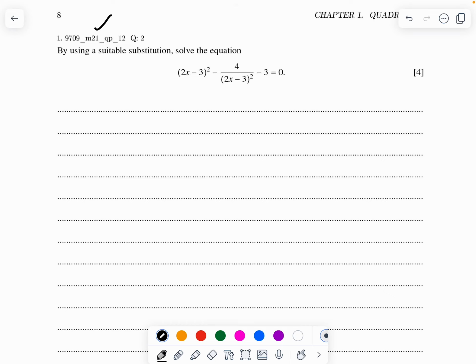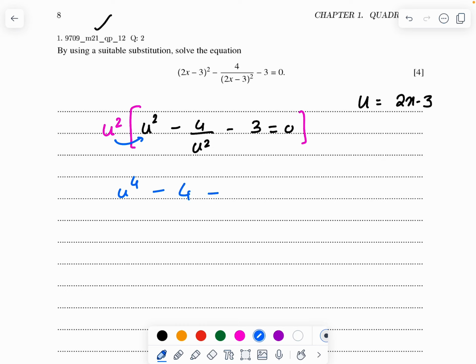By using a suitable substitution, solve this equation. So I'm going to substitute u equals 2x minus 3. When I substitute that, I get u square minus 4 upon u square minus 3 equals 0. And we know that negative numbers and fractions are our enemies, so I'll multiply by u square on both sides. So u square times u square is u power 4, minus u square cancels, 4 minus 3 times u square is 3u square, equals 0. So I get a quadratic: u power 4 minus 3u square minus 4 equals 0.